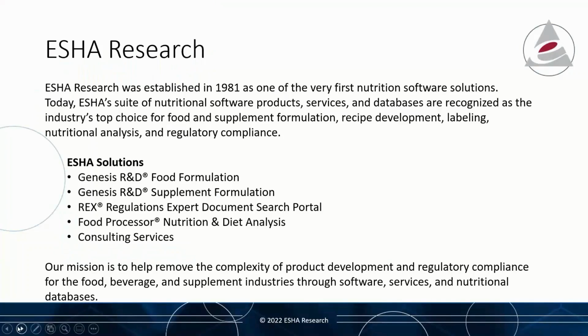Before we get to the main topic, let me give you a little background on ESHA research. ESHA was established in 1981 and has grown from offering one of the first nutrition and labeling software solutions to a full suite of products and services, including Genesis R&D Foods, Genesis R&D Supplements, REX, the Food Processor for dietary analysis, and our consulting services that provide labeling services, formula review, and expertise for customized projects.